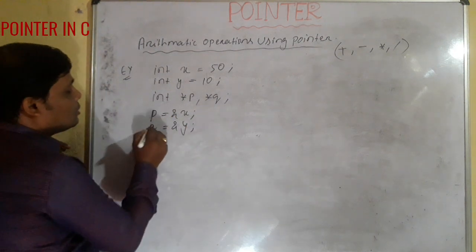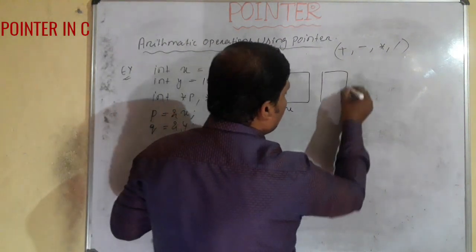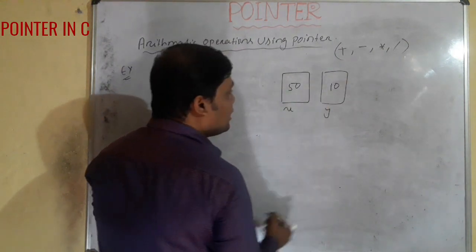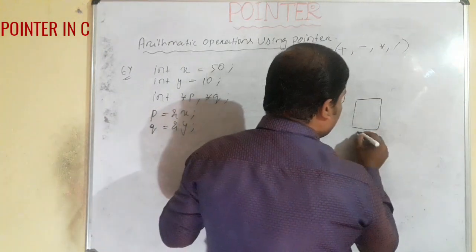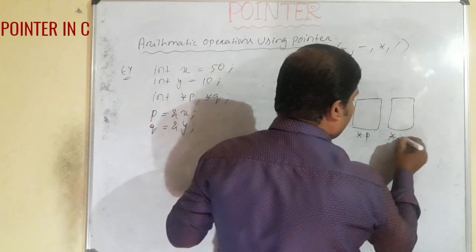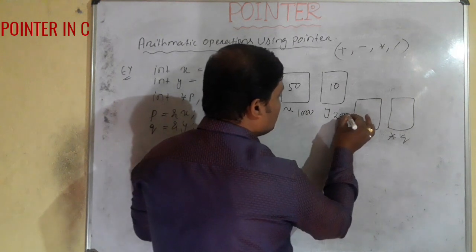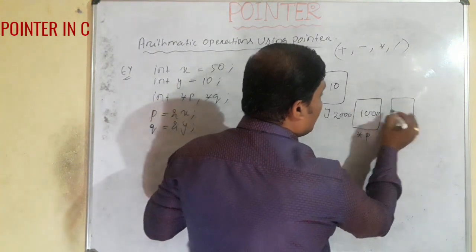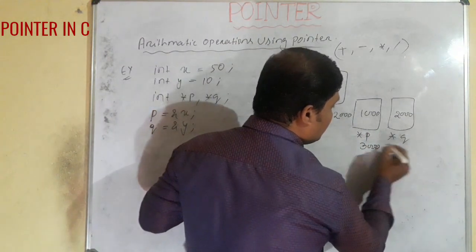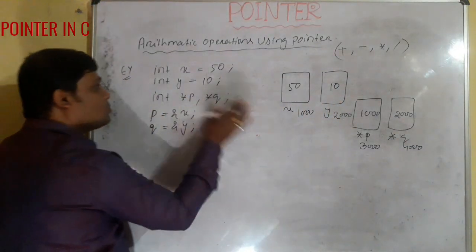Clear? So this is variable x I have taken and this is y. This value is 50, this value is 10, and these are the pointers star p and star q I have taken. And p contains the address of x, suppose this is 1000 and 2000. And suppose the addresses of the pointers are 3000 and 4000. Clear? Now the figure is okay.